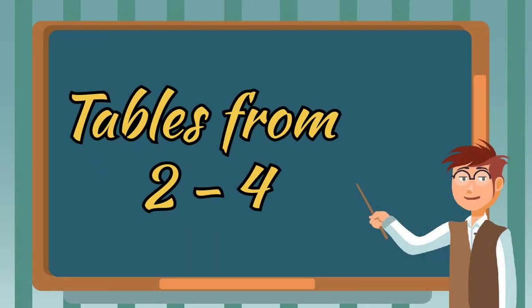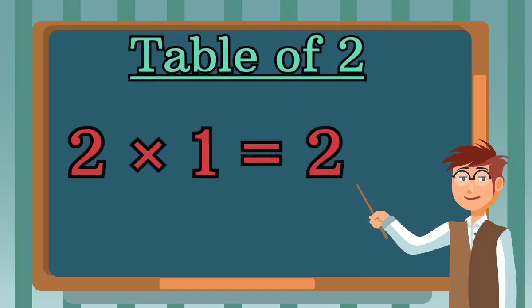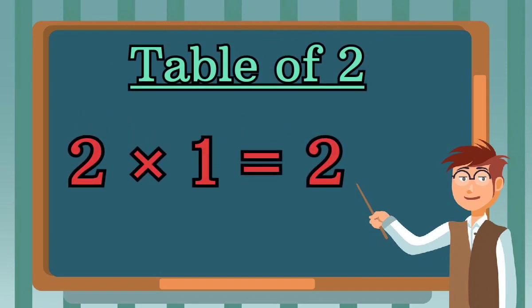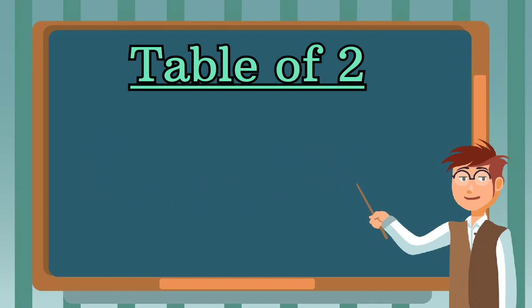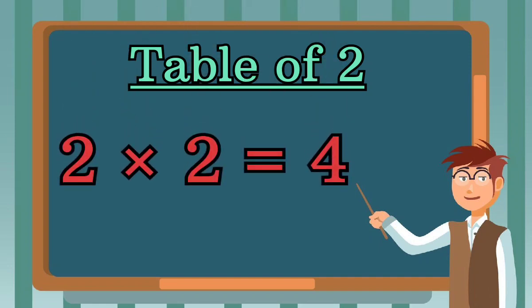Table from 2 to 4. Two ones are two. Two twos are four.